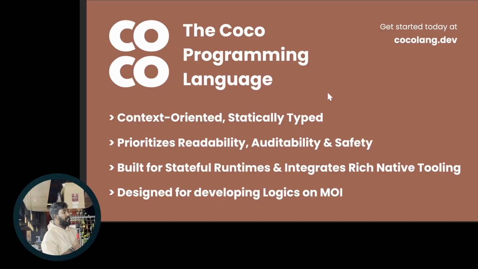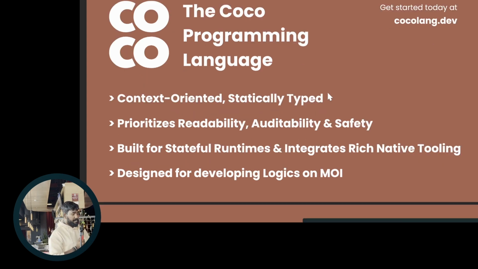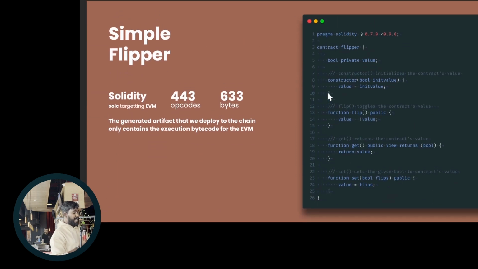Coco today can compile for the PISA virtual machine runtime, and in the future is also going to be supporting WASM and others, and can even compile to EVM in the future. But yeah, as it stands today, let's just take an example of a simple flipper.